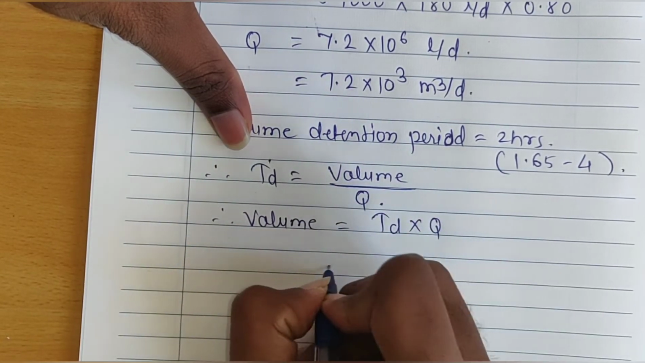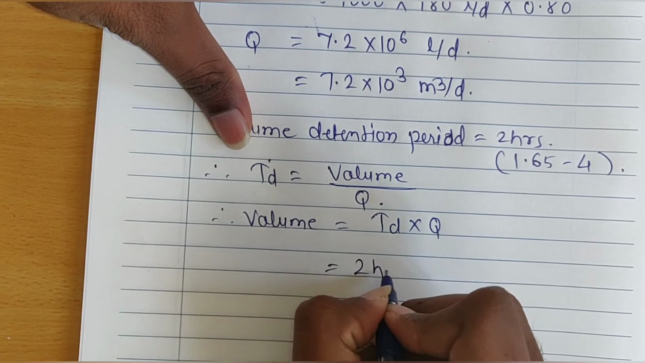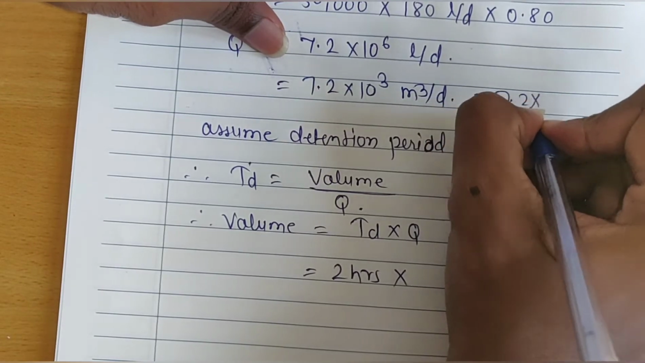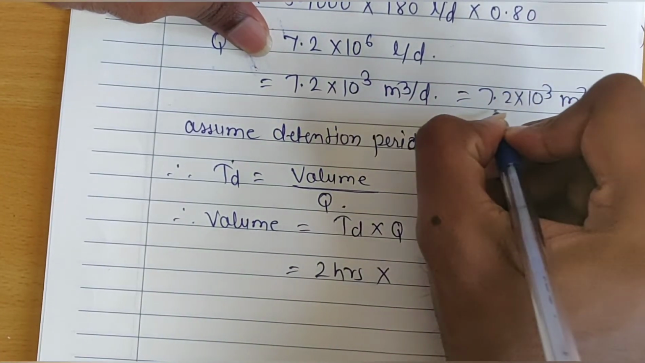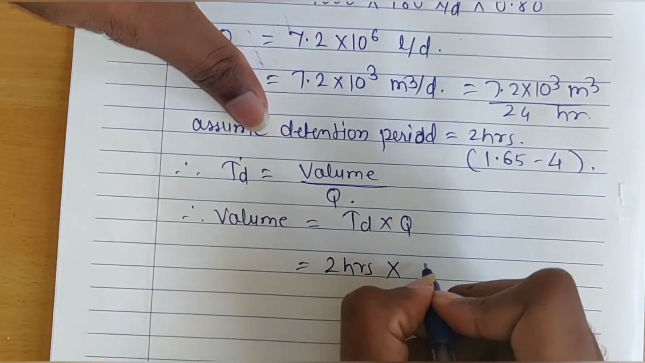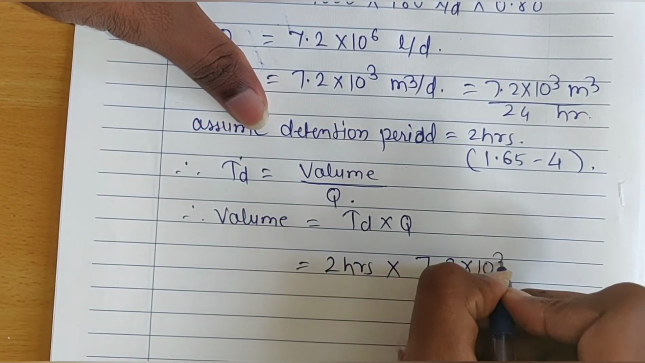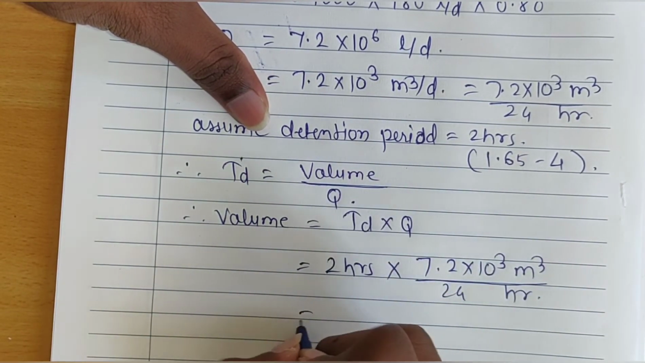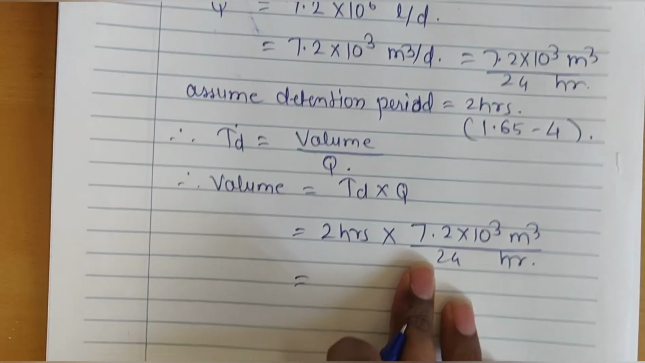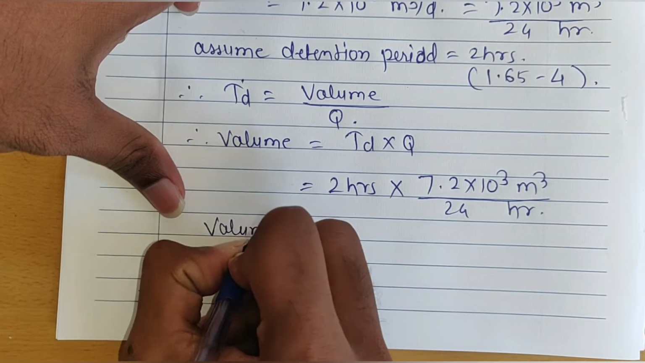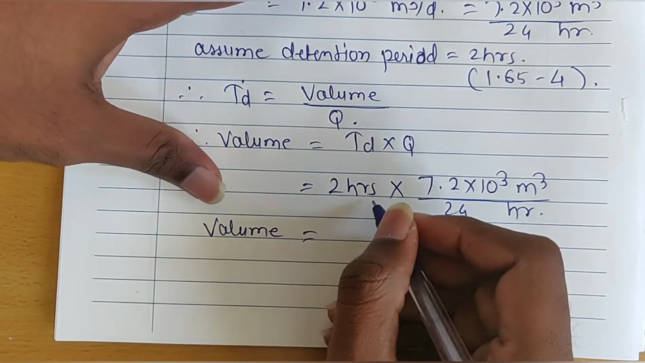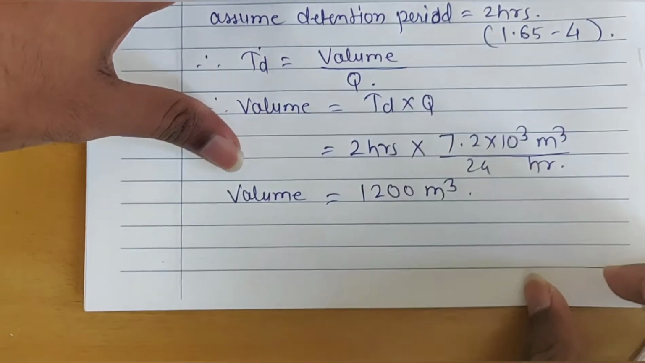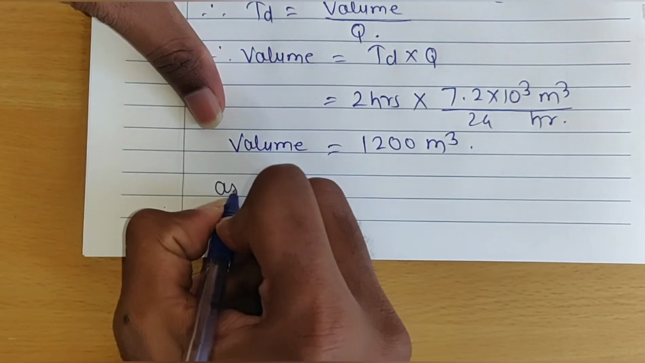Volume is TD into Q. TD is detention time is 2 hours into Q is converted into meter cube per hour, divided by 24 hours. So 7.2 into 10 raised to 3 meter cube per 24 hours. Okay, after solving this equation, you will get the value of volume as 1200 meter cube.